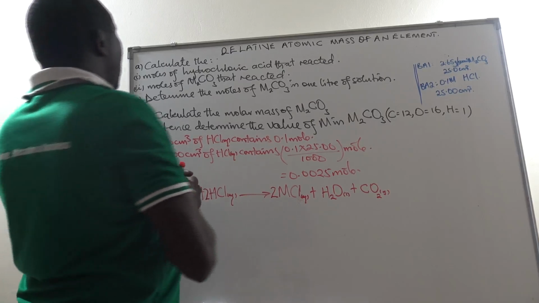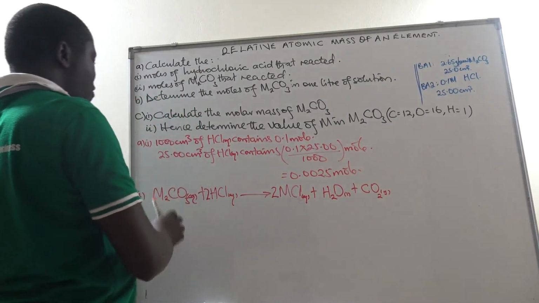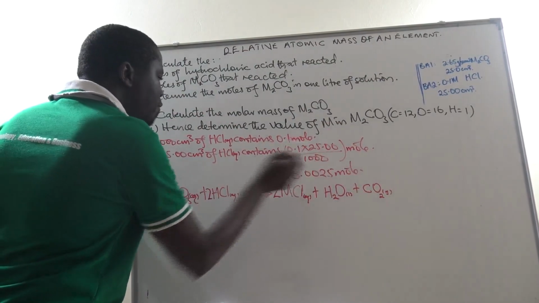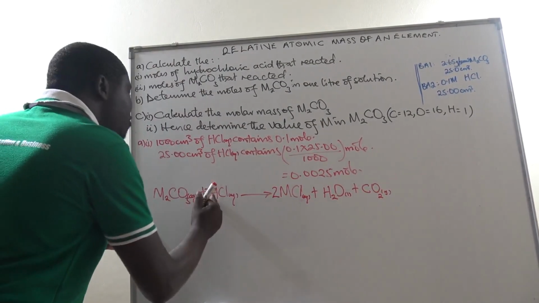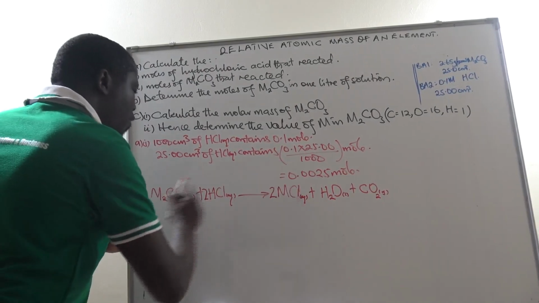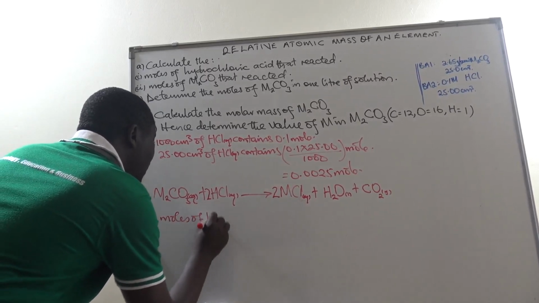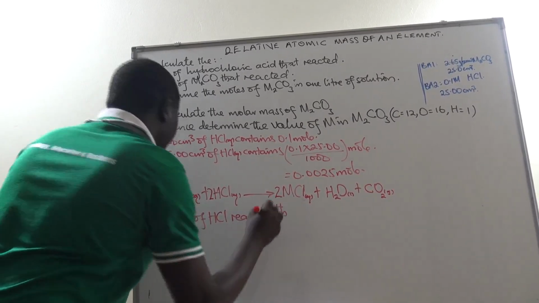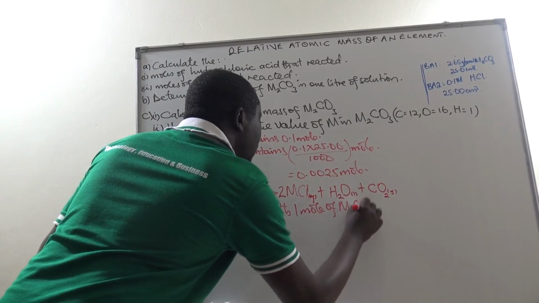Now let us try to see. In this case, we are getting the number of moles of M2 carbonate that reacted. So what do we do? We take M2 carbonate to our right hand side, and we start with hydrochloric acid, whose number of moles we already know. So we start with what we are seeing from the stoichiometry of the reaction, that is the number of moles of each of these reactants from the equation. So we say 2 moles of hydrochloric acid reacts with 1 mole of M2 carbonate.